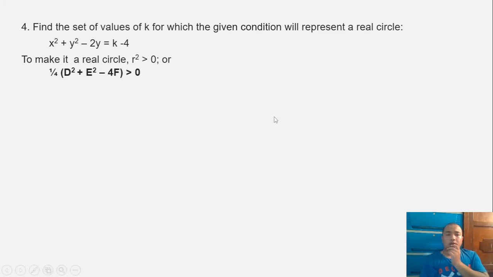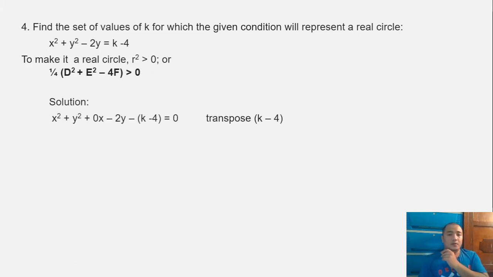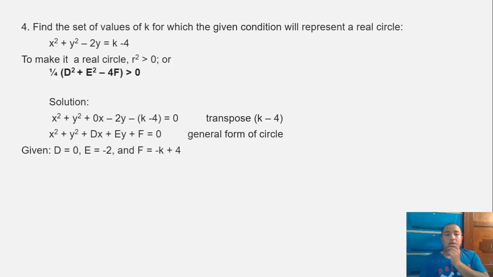So the formula for r squared is 1/4 quantity d squared plus e squared minus 4f greater than 0. So just substitute d by 0, e by -2, and f by transposing k minus 4, which is -k plus 4. So first, transpose the k minus 4. So we have minus k minus 4, or that's equivalent to -k plus 4. d is 0, e is -2, f is -k plus 4.